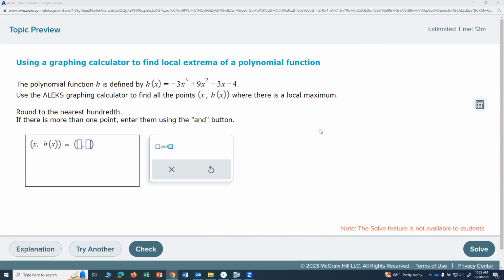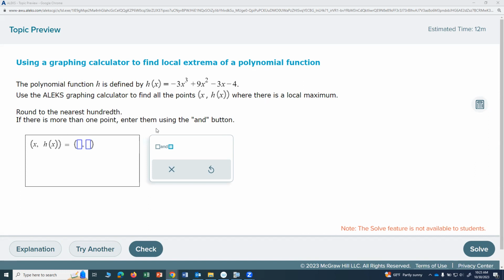In this video, we will look at how to use the ALEKS graphing calculator to find local extrema of a polynomial function and to find zeros of a polynomial function. This problem says the polynomial function h is defined by h of x equals negative 3x cubed plus 9x squared minus 3x minus 4. And we need to use the ALEKS graphing calculator to find all the points x, h of x, so that's an xy ordered pair, where there's a local maximum.